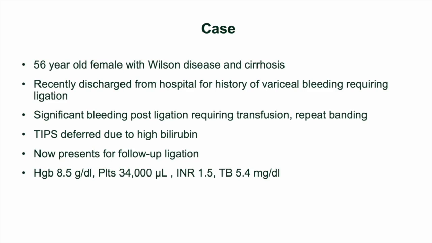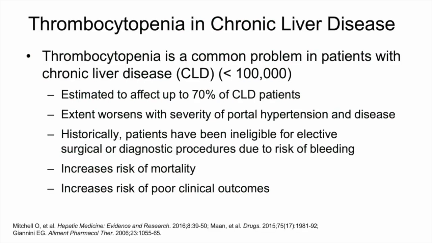So reviewing her blood tests with the fellow, hemoglobin was 8.5, platelet count 34,000, INR 1.5, bilirubin was 5.4, and the question for the fellow was, well, what do we need to do to get this person through her ligation successfully? So thrombocytopenia, as all of you know, is very common in chronic liver disease, and generally defined as a platelet count of less than 100,000. And up to 3/4 of individuals with chronic liver disease cirrhosis have thrombocytopenia. It's a reflection of portal hypertension as well as progressive liver disease.